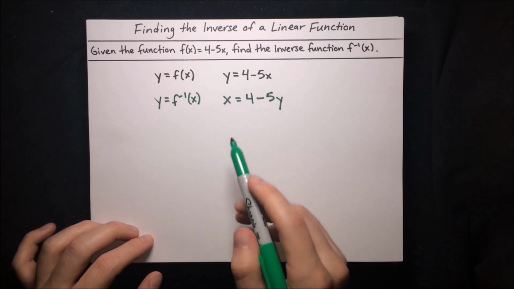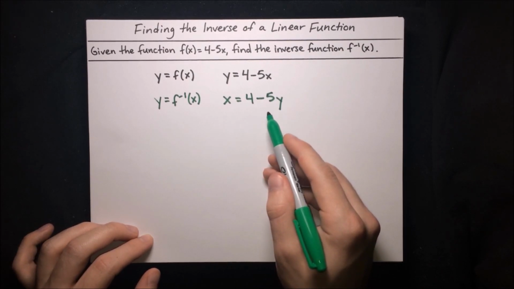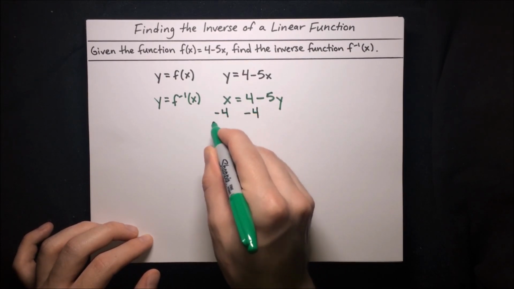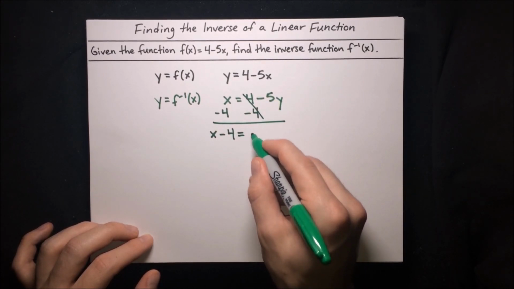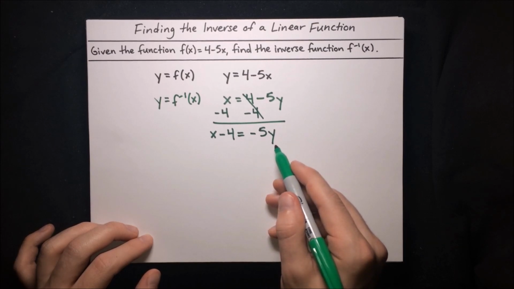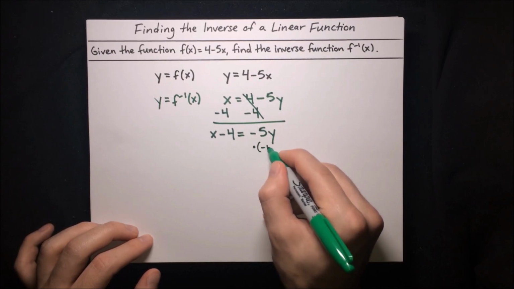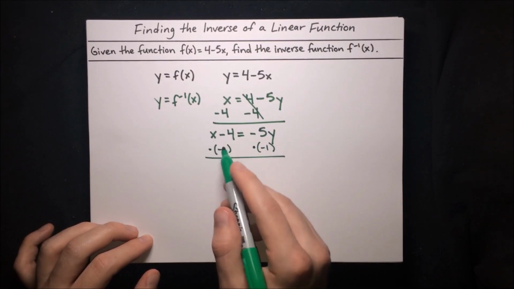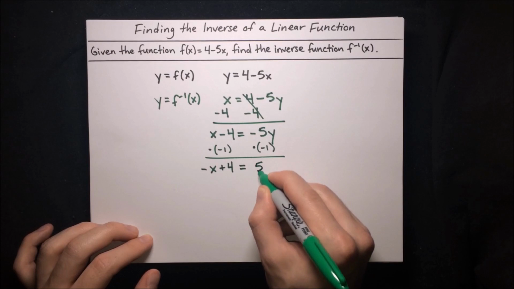So now it just remains to solve for y to figure out what f inverse of x is. So we need to get y alone. Why don't we start by getting rid of that 4? We'll subtract 4 from both sides. And the result is x minus 4 on the left-hand side. And then 4 minus 4 cancels, and we've just got negative 5y on the right-hand side. Alright, so now we want to get rid of this negative 5 in front of the y. Why don't we think about just getting rid of the negative sign first? Let's multiply by negative 1 on both sides. And the result is that it just flips the sign of each of these terms. So we've got negative x plus 4 is equal to 5y.